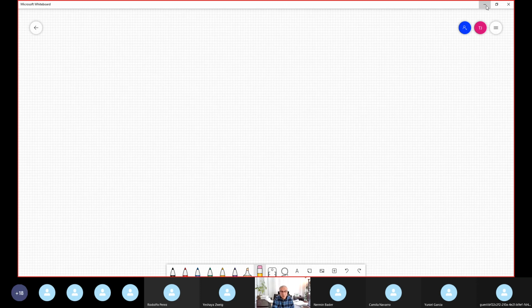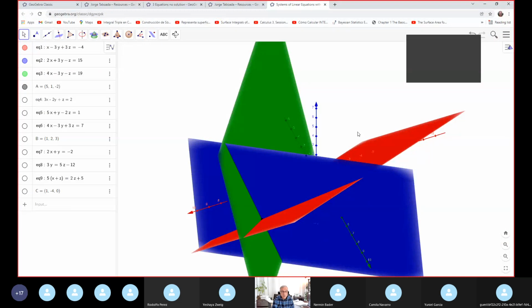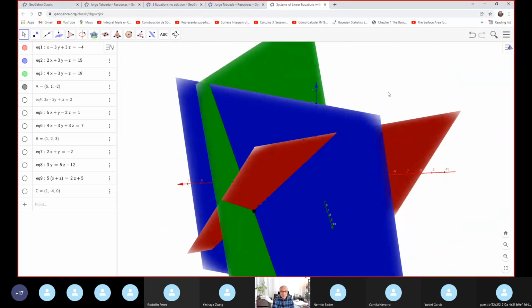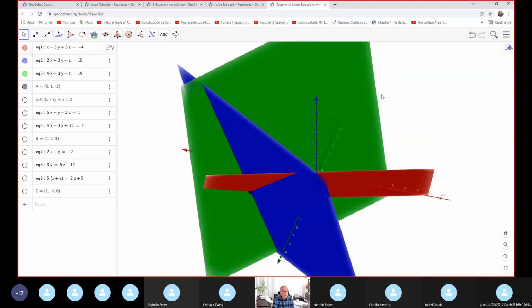Switching to Geogebra. Geogebra is science fiction. Do you see Geogebra? Yes. Okay, look. This is the equation.